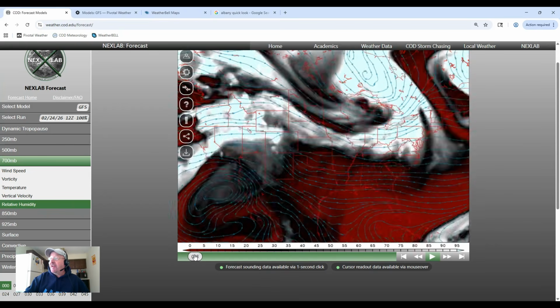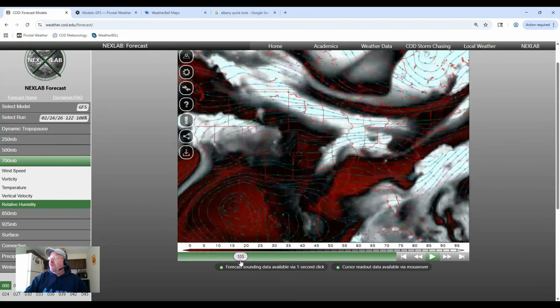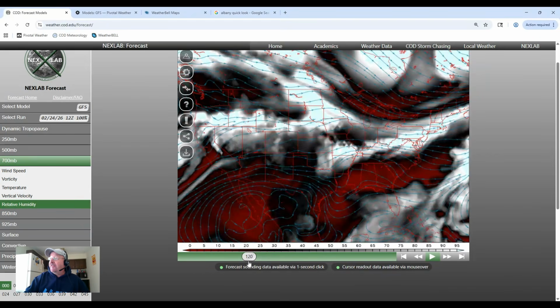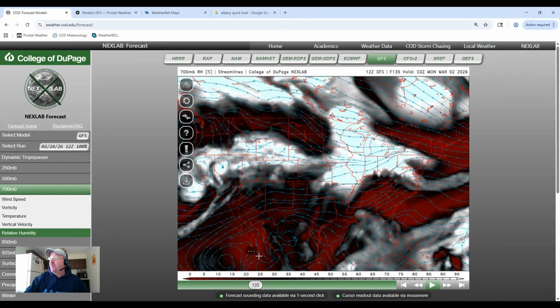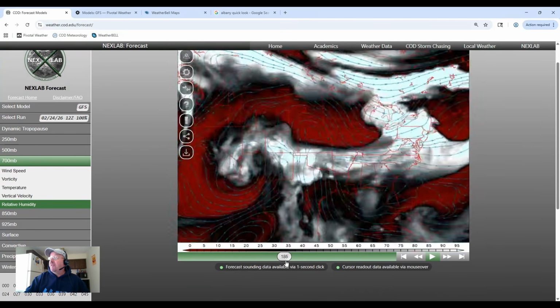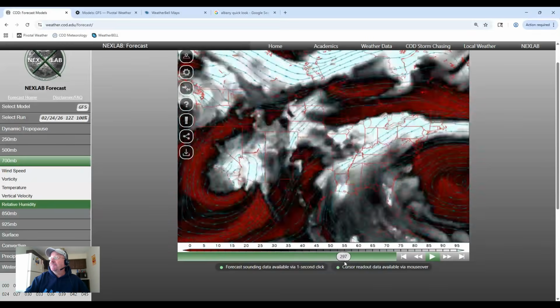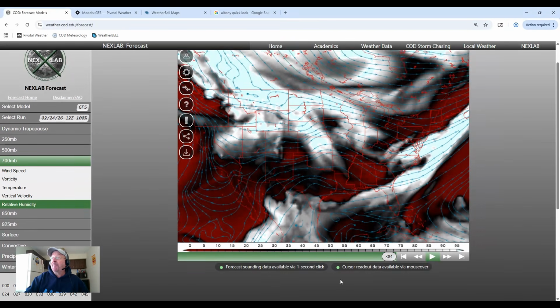So you can kind of watch this and just move that along like that. You can kind of see here it's trying to bring some moisture up here in the Missouri, and maybe bring in some rain as we head into the weekend. And then you just move it along and just kind of see what the weather's looking like there.